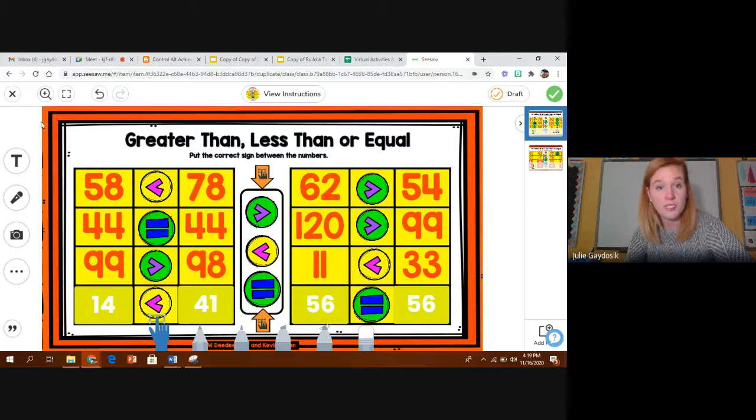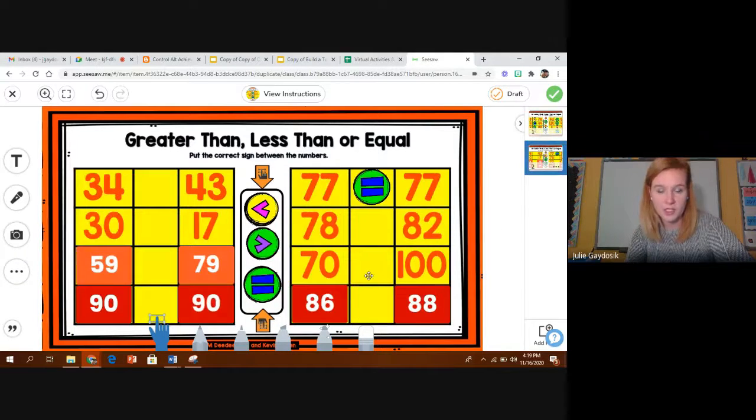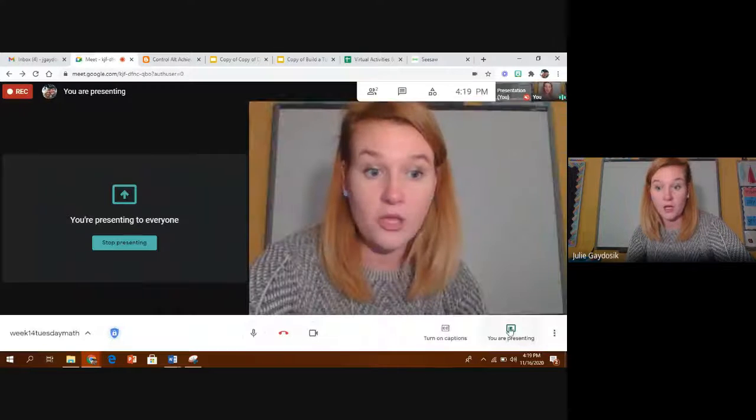So we did the whole first page together, and then all you'll have to do is do this page on your own, but I did one for you. So that's all you have to do for your math activity today.